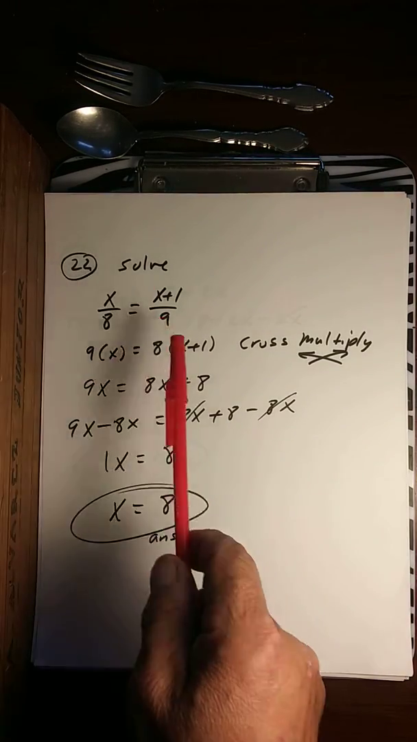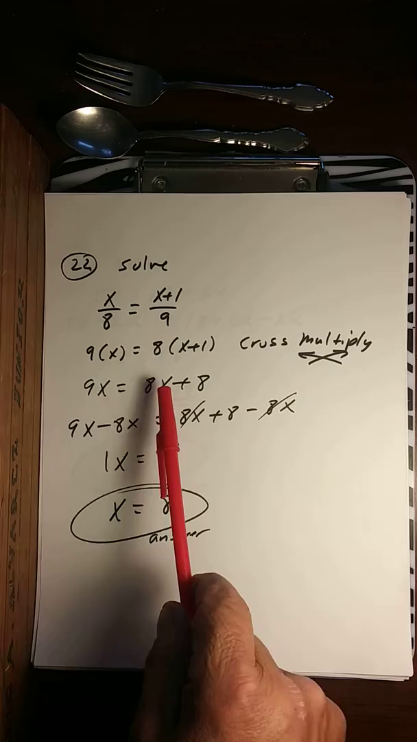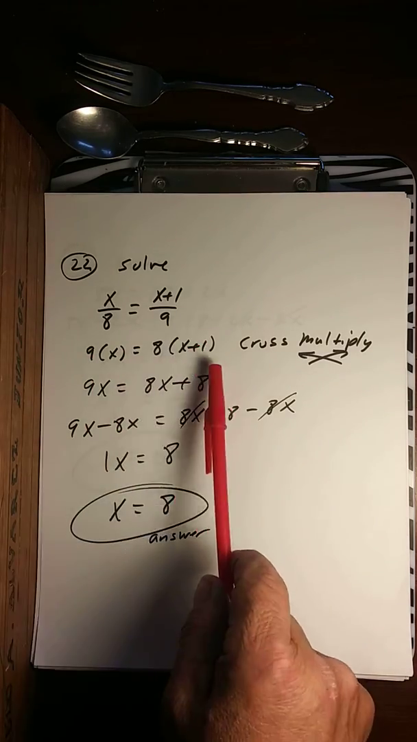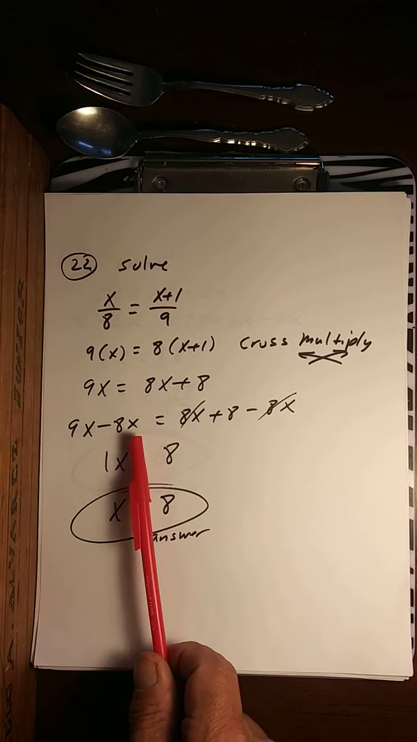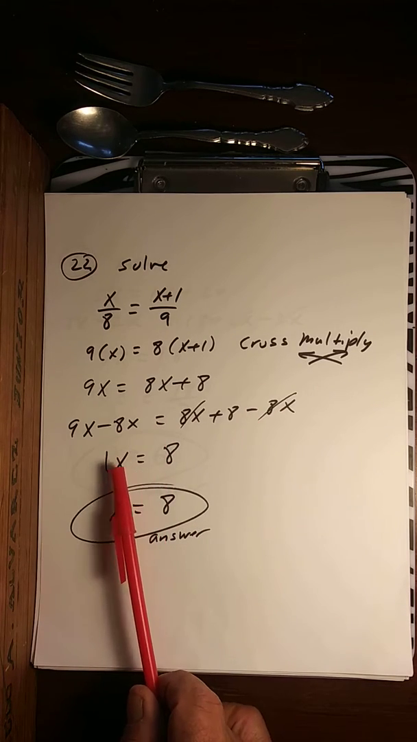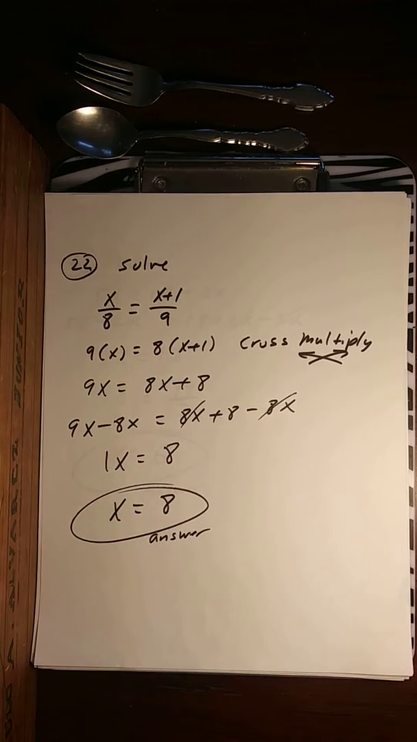This one, we're going to cross multiply. 9 times x, 8 times that. So 9 times x, 8 times this. So 9x equals 8x plus 8. So now we can go minus 8x, minus 8x. That's 1x equals 8, or just x is 8. We're done.